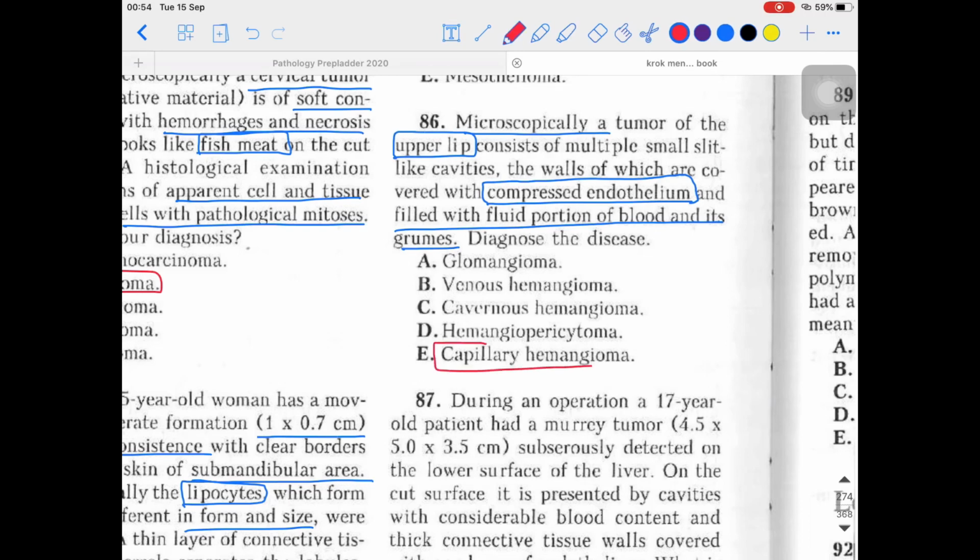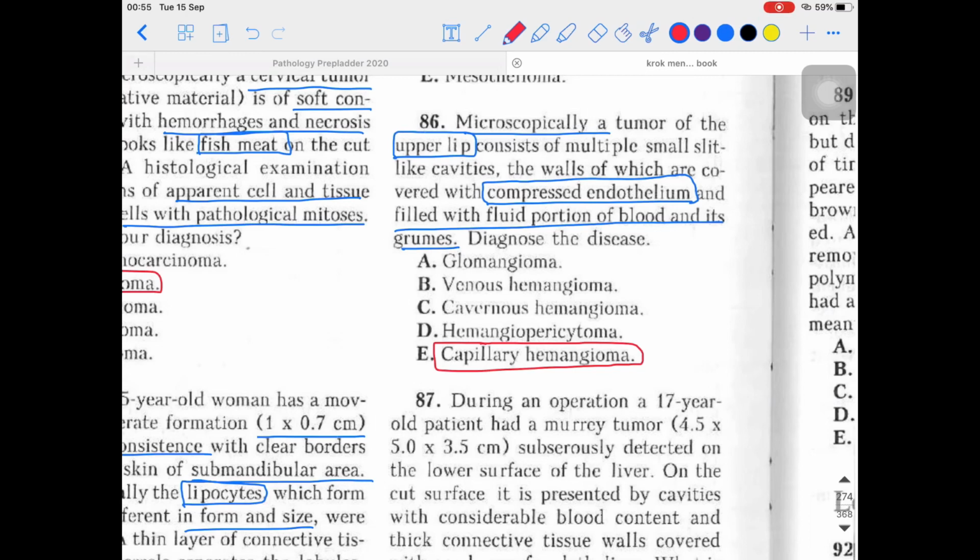Why am I saying so? Look at what happens in capillary hemangioma. First of all, hemangioma has two types: one is capillary hemangioma and the other is cavernous hemangioma. First of all, what is this term? Hemangioma is a tumor from the blood vessel. Hemo means blood, angio means blood vessel, and oma means tumor. So, a tumor of the blood vessel. Several types of hemangioma can be there, of which two major types are the capillary and the cavernous hemangioma.